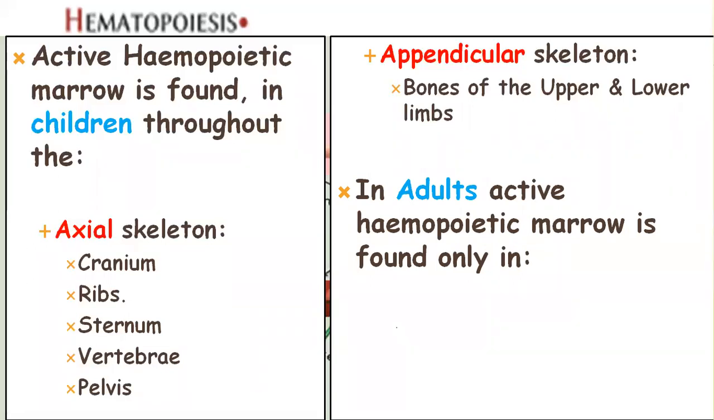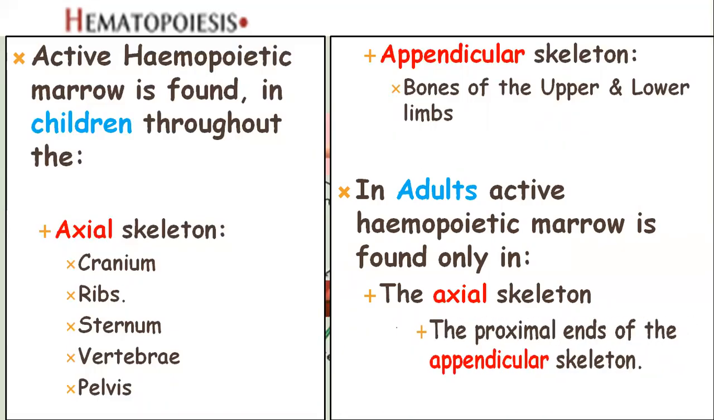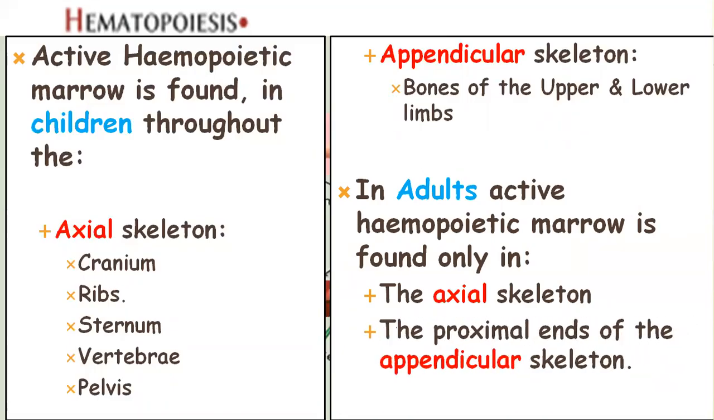So in adults, you have the active hematopoietic marrow that is found only in the axial skeleton and the proximal part of the appendicular skeleton, which is active in hemopoiesis. So just note that for the femur and the humerus, with time, the distal part of these bones will stop producing blood cells.